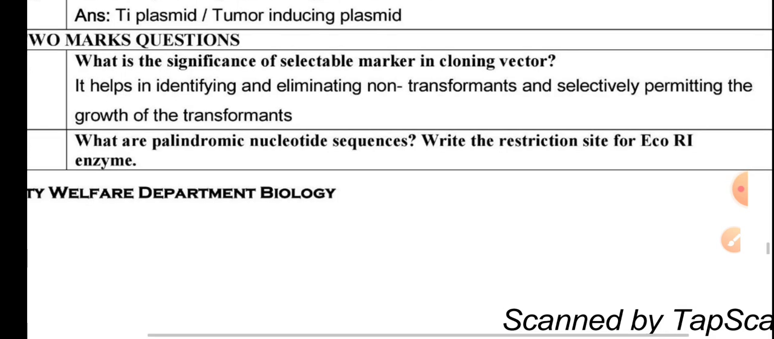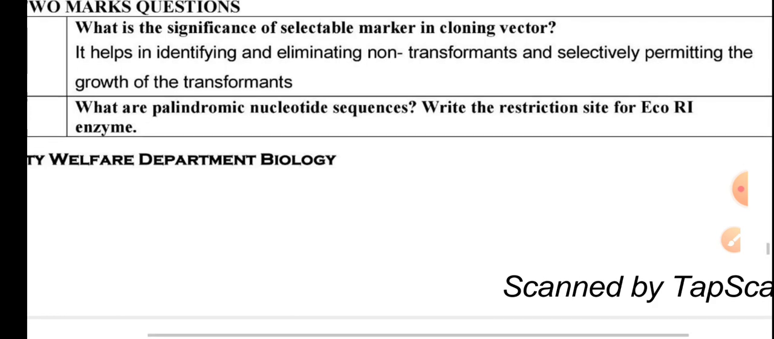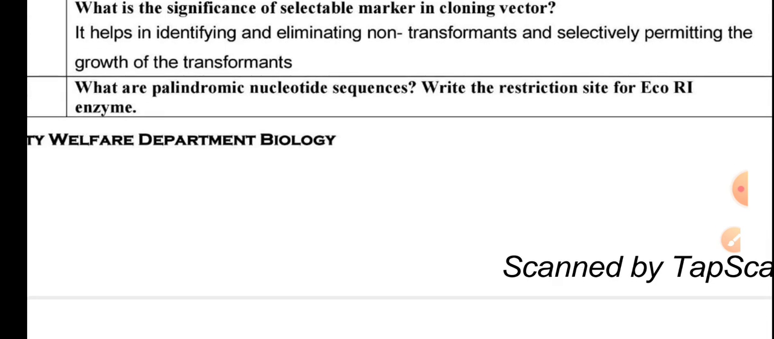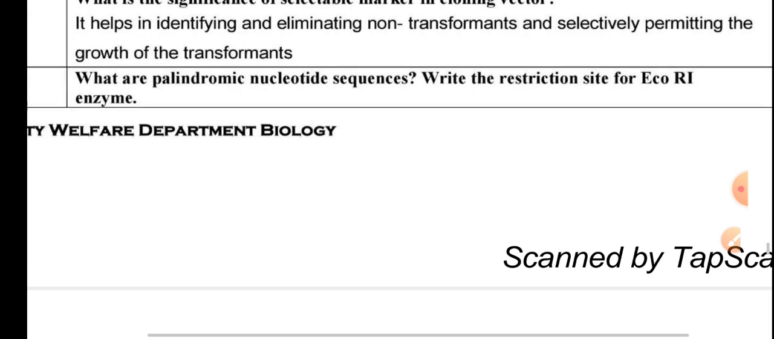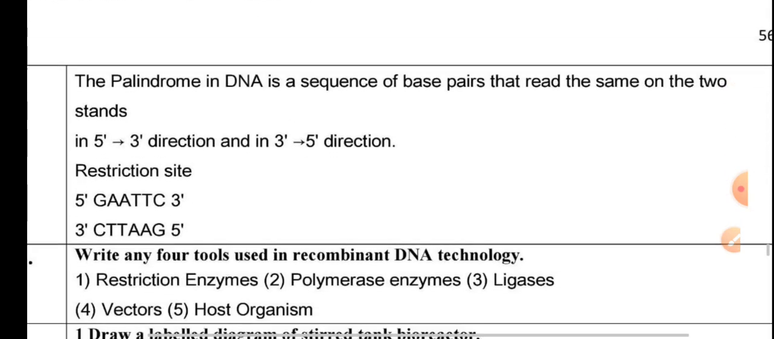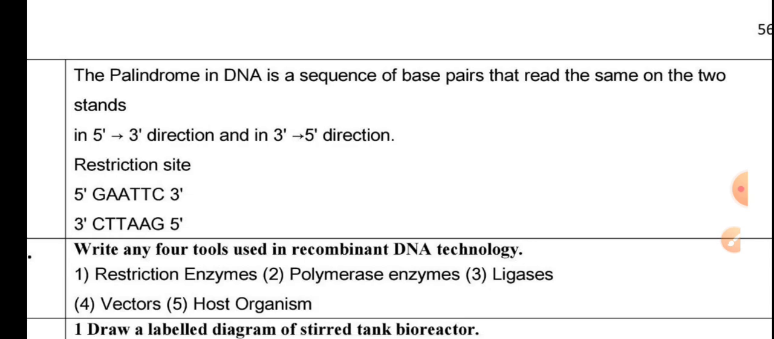Okay, 2 mark questions. What is the significance of selectable marker in cloning vector? It helps in identifying and eliminating non-transformants and selectively permitting the growth of the transformants. What are palindromic nucleotide sequences? Write the restriction site for E. coli enzyme. Okay, the palindrome in DNA is a sequence of base pairs that reads the same on the 2 strands in 5' to 3' direction and 3' to 5' direction.